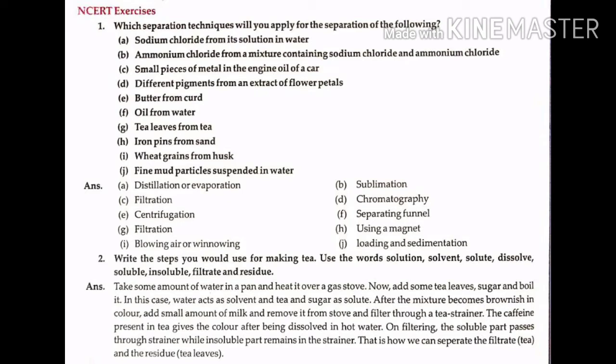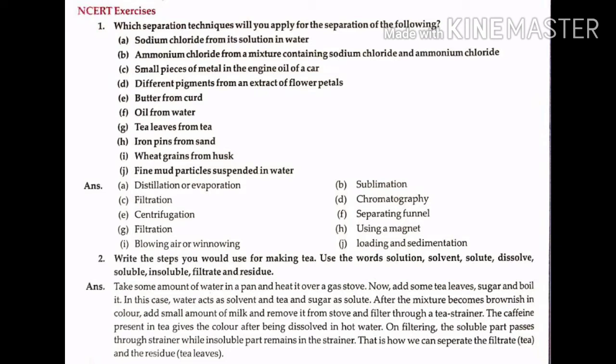D. Different pigments from an extract of flower petals. E. Butter from curd. F. Oil from water. G. Tea leaves from tea. H. Iron pins from sand. I. Wheat grains from husk. J. Fine mud particles suspended in water.